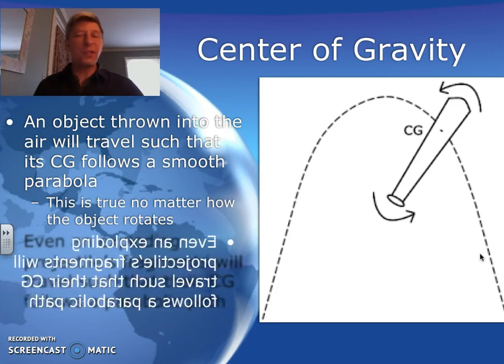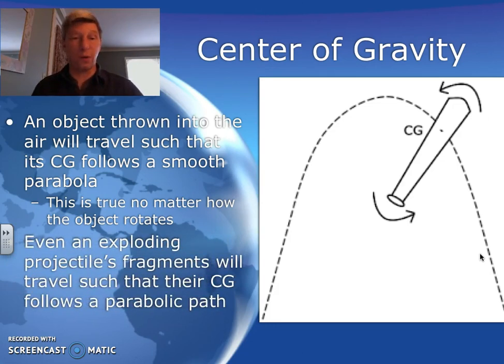This is even true for objects that explode. If you've got a projectile, a cannonball or a missile or something that explodes in the middle of the air as it's traveling somewhere, the pieces of that projectile still travel such that their center of gravity follows a parabolic path.